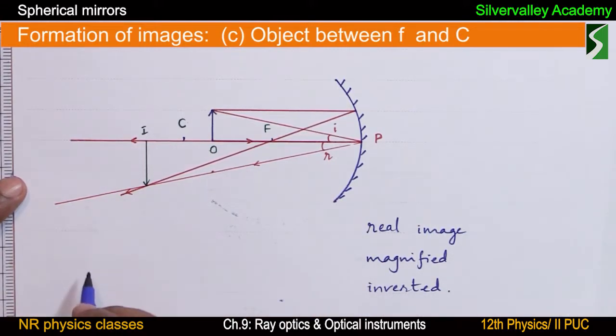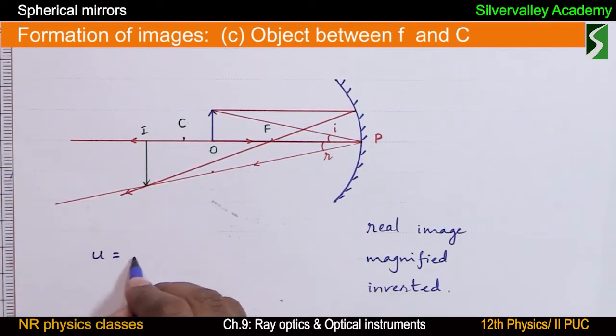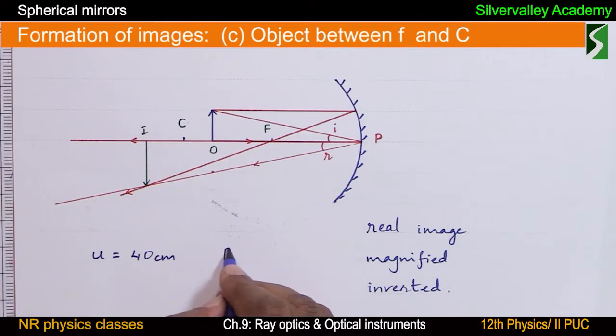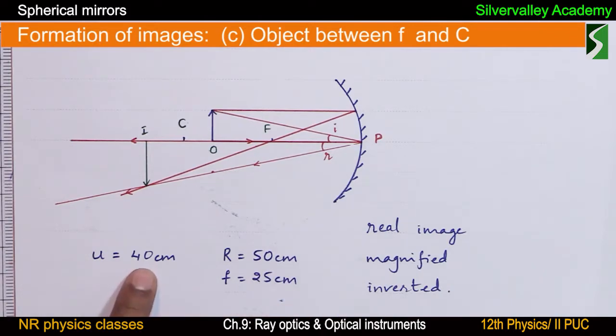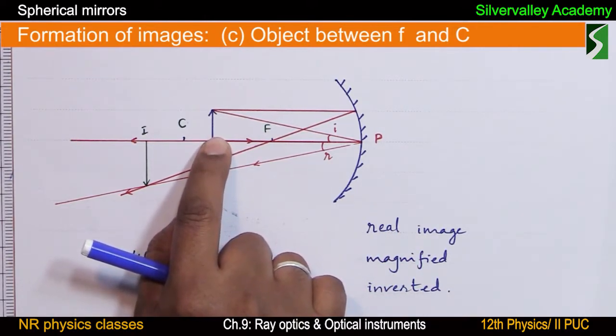In a problem, if the object distance is given as 40 centimeter and the radius of curvature is 50 centimeter. See, radius of curvature is 50 centimeter. Half of this is the focal length, F equal to 25 centimeter. This object distance is between 25 and 50, which means it is between C and F. So for this position, the image will be real, magnified and inverted. That's how you should identify, looking at the position of the object.